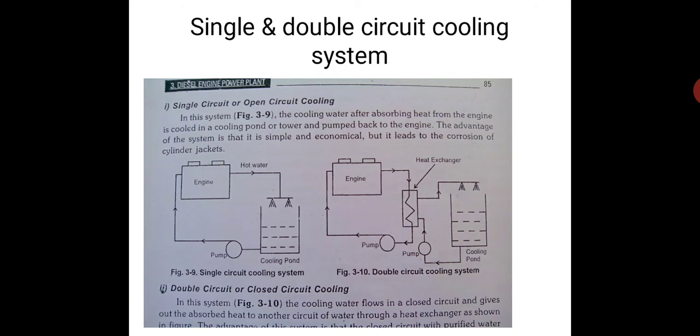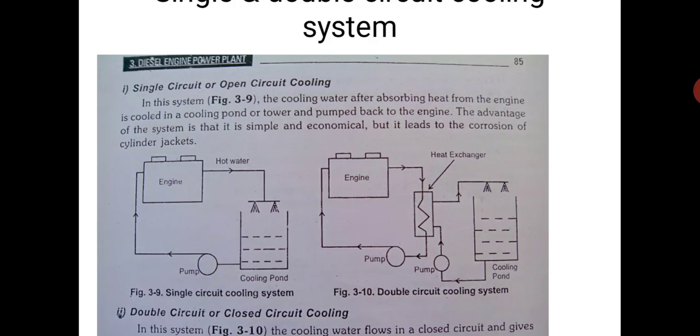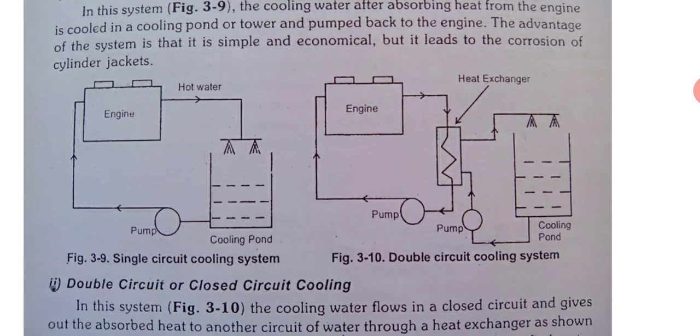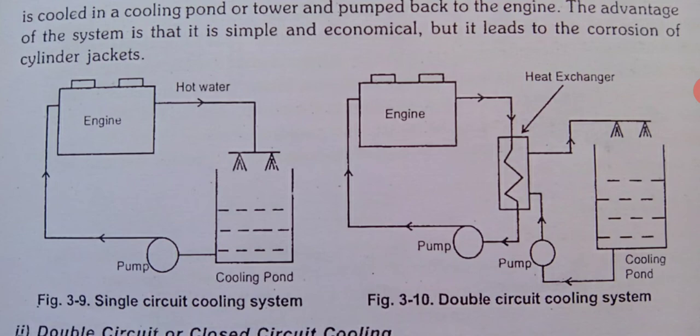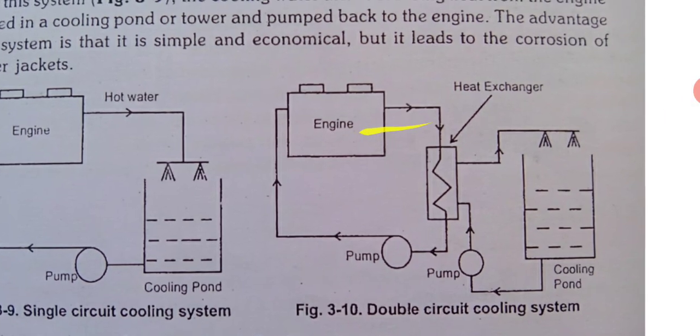Now we will see single and double circuit cooling. Very simple, as the name says, single circuit cooling means there is only one circuit of cooling water, and double circuit means there are two circuits. Take the left side, the single circuit cooling system. You have got an engine, water enters the bottom, becomes hot, goes to the top, and comes to the cooling tank or cooling pond. From there, due to the spray, the hot water dissipates the heat to the air and becomes cold, comes to the cooling pond, and is sent back to the engine. This is known as the single circuit cooling system.